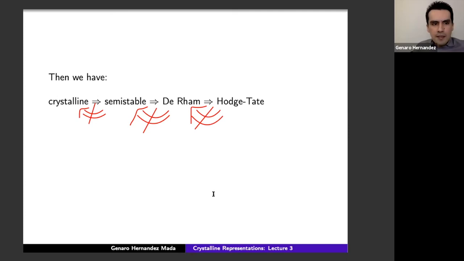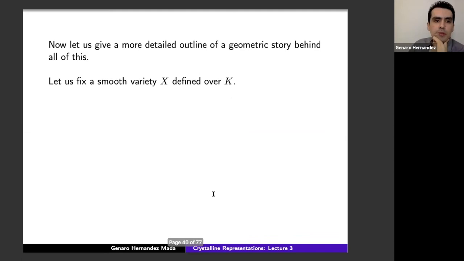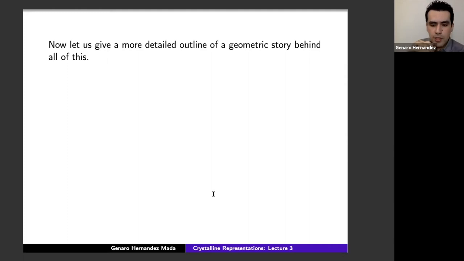But what I would like to do from now on is to concentrate more on the geometric part of all this story, right? Now that we know that we have this classification, we have these period rings, we would like to see what they are useful for. So let me go to this geometric part, which should take the rest of this lecture and most of the next one. We are going to fix a smooth variety X over K. As usual, K denotes a p-adic field, a finite extension of Q_p.